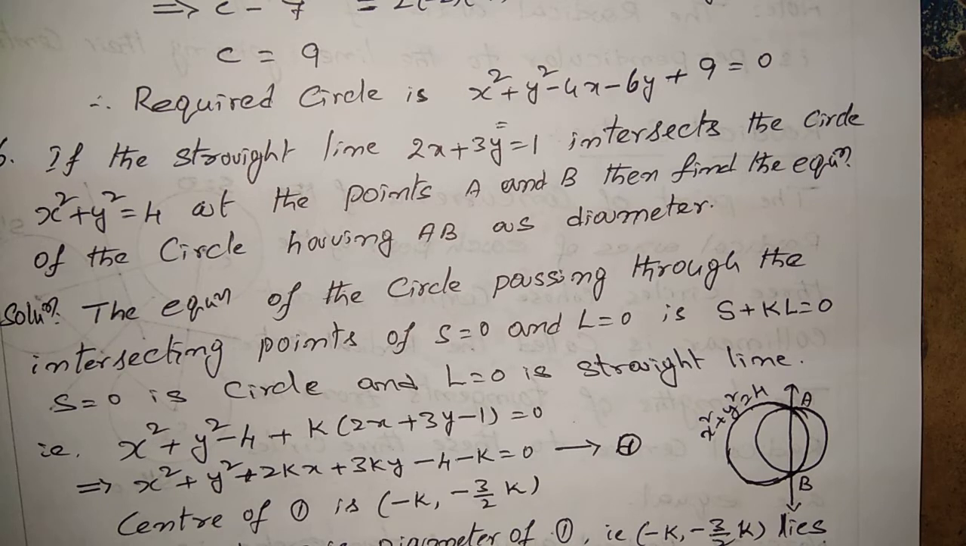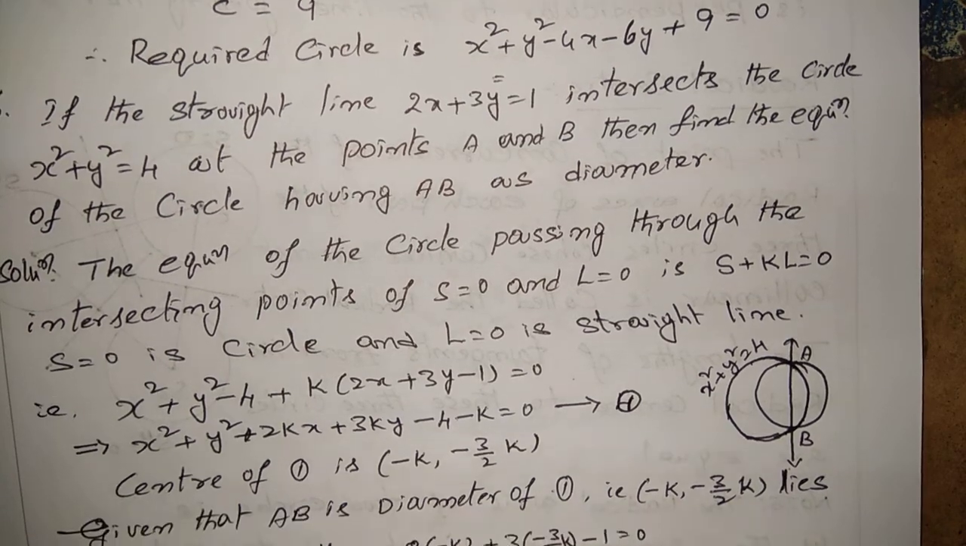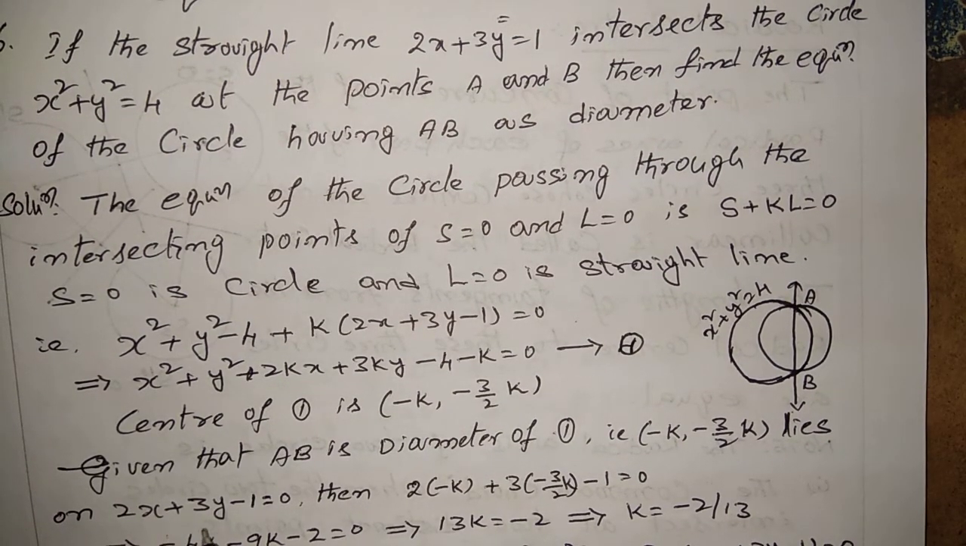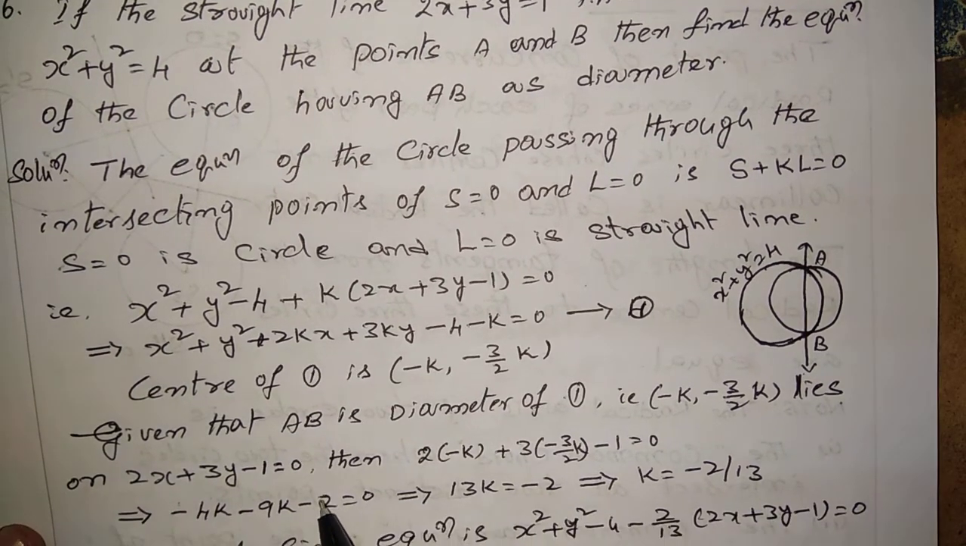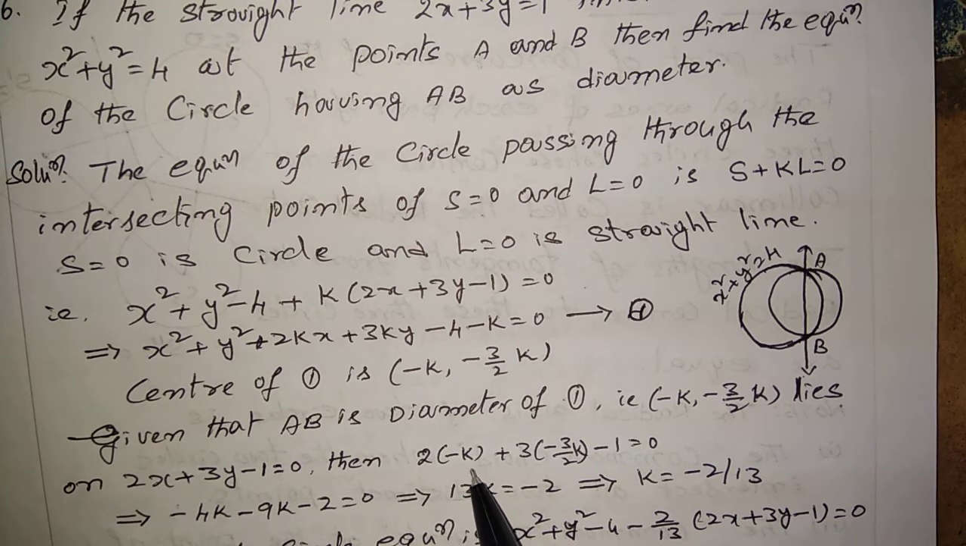Given that AB is the diameter of this circle, so the center (minus k, minus 3 by 2 k) lies on 2x plus 3y minus 1 is equal to 0. Substitute this point in this line, we get 2 into minus k plus 3 into minus 3 by 2 k minus 1 is equal to 0. Multiply both sides by 2. Minus 4k minus 9k minus 2 is equal to 0. This is equal to minus 13k.